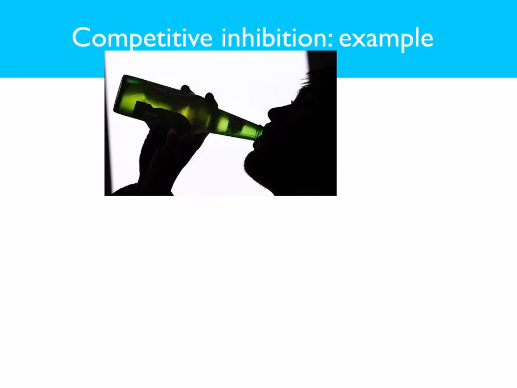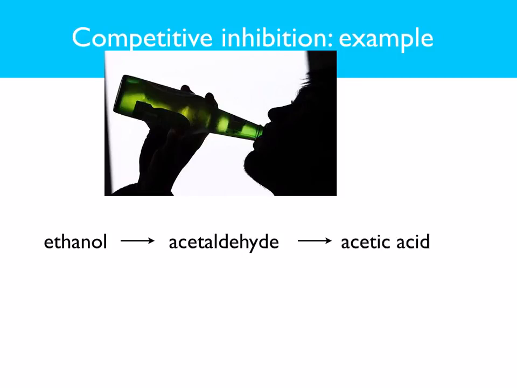Now we need to know an example. So an example we're going to look at is ethanol. In our bodies, ethanol is metabolized to something called acetaldehyde. Acetaldehyde is further oxidized to acetic acid, and the enzyme that does this is called aldehyde oxidase. Now this usually happens quite fast, so we don't get an accumulation of acetaldehyde in our bodies. So ethanol is metabolized into acetaldehyde, which is oxidized to acetic acid.